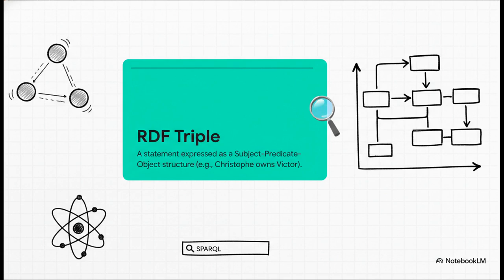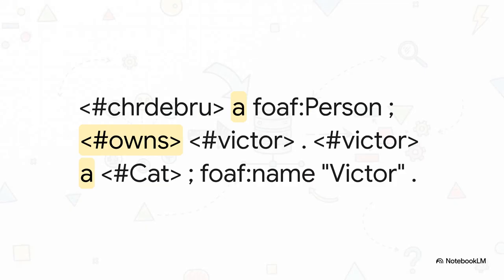Simple as that. And here's what that looks like in the wild. This little block of text describes a person and his cats. Each statement is a triple. So the subject, #Curtibrew, has the predicate "a" and the object foaf:Person. That little semicolon just lets us keep adding facts about the same subject, like he also owns #Victor. We're literally building a tiny graph of knowledge, one simple statement at a time.